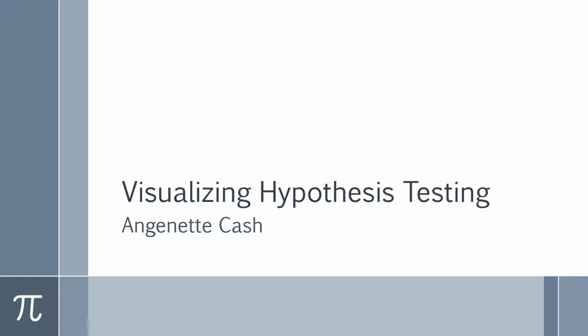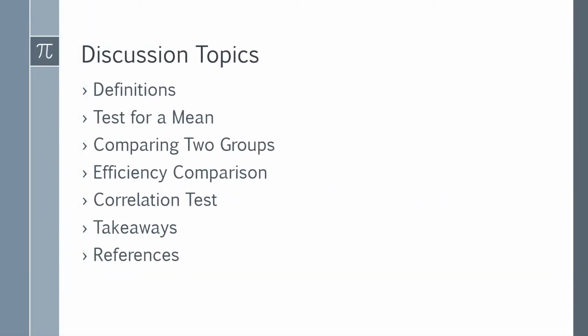Today I will be presenting the use of visualizing hypothesis testing. As for our discussion, I will define what is a hypothesis, a null hypothesis, and an alternative hypothesis. I will also demonstrate four visualization testing methods, which are test for a mean, comparing two groups, efficiency comparison, and correlation tests. Then we will go into some of the takeaways of creating hypothesis and using visualization and testing.